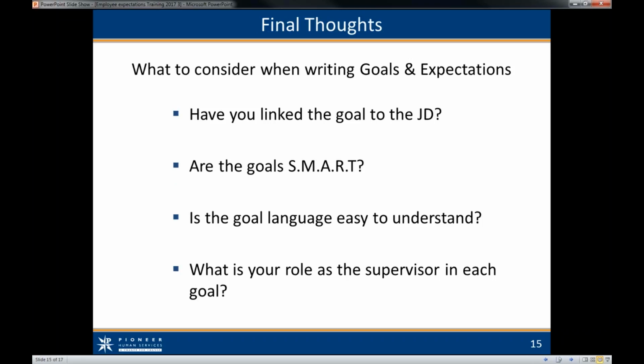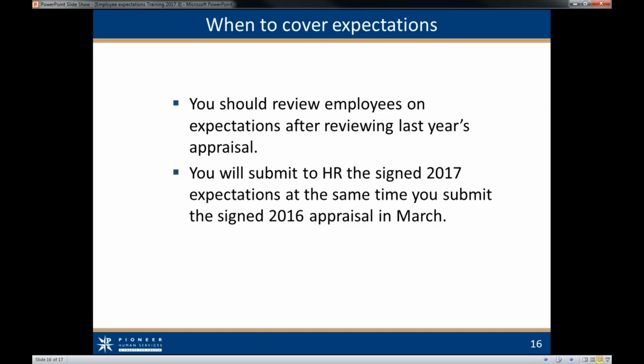It's important that the expectations are aligned with the duties, tasks, and responsibilities outlined in the job description. And it's also important that each of the components in SMART be addressed. Remember, every expectation. Have your employees' expectations ready to cover in the appraisal meeting following review of their 2016 appraisal. Remember, we also have employees sign off on their current job description at the same time. Remember to keep a copy of the appraisal and expectations on your personal network drive for future use.